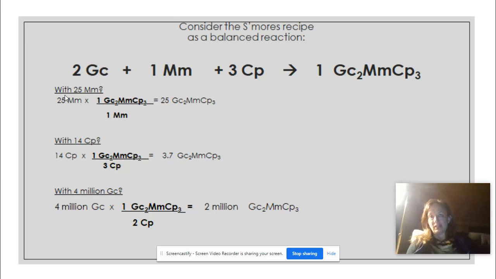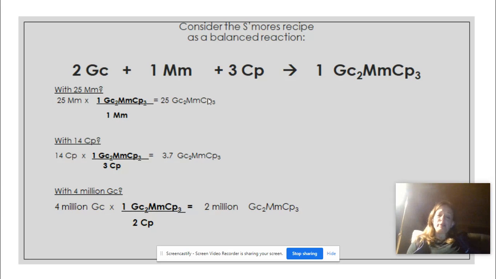Now, everybody knows that for every s'more, you use one marshmallow to make it. And that's what this balanced reaction says. 1 marshmallow makes 1 s'more. Here's how I would set it up in my stoichiometry unit factoring if I want to be real fancy. Here's 25 marshmallows. That was my given. Times in a line. The balanced reaction says for every 1 s'more, the GC2MmCP3, I'm going to use up 1 marshmallow. I use up the 1 marshmallow by putting it on the bottom so that they'll cancel, and I get 25 s'mores will be made.